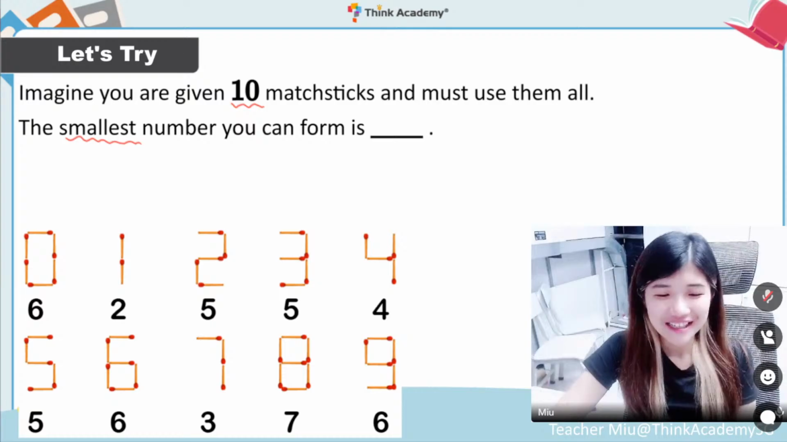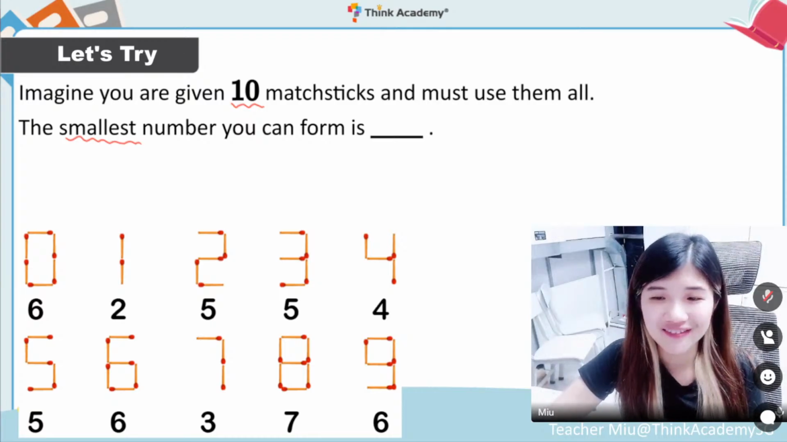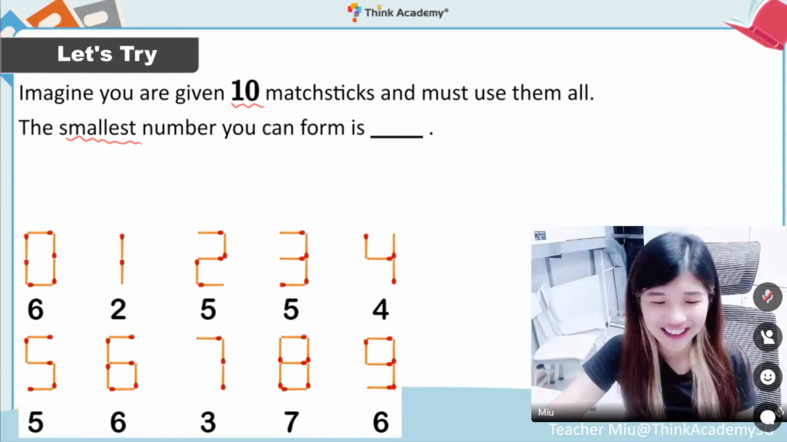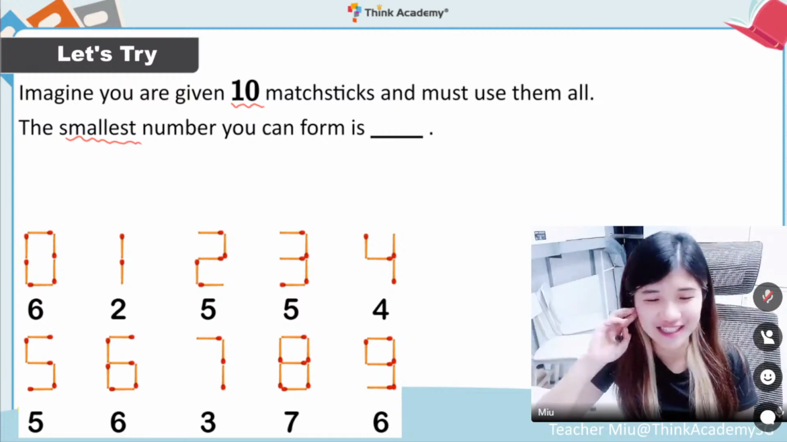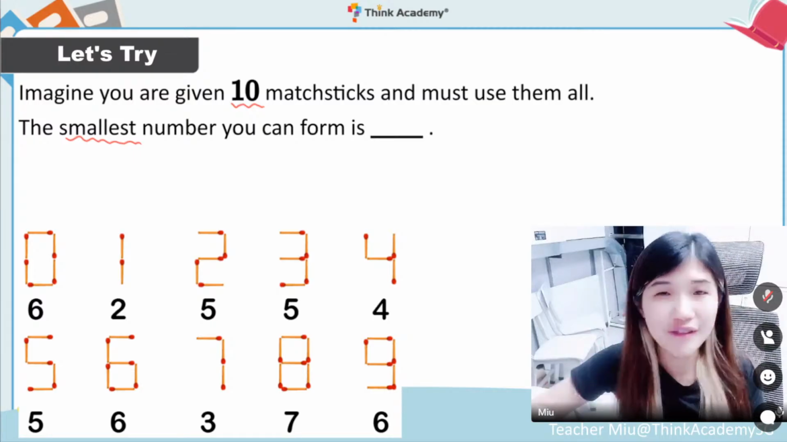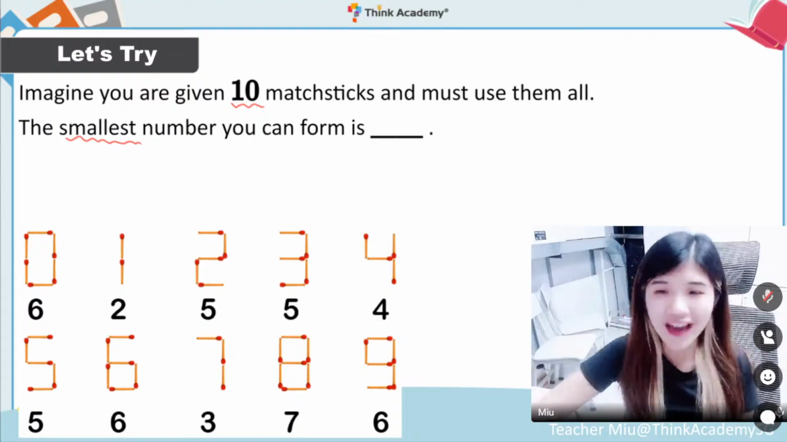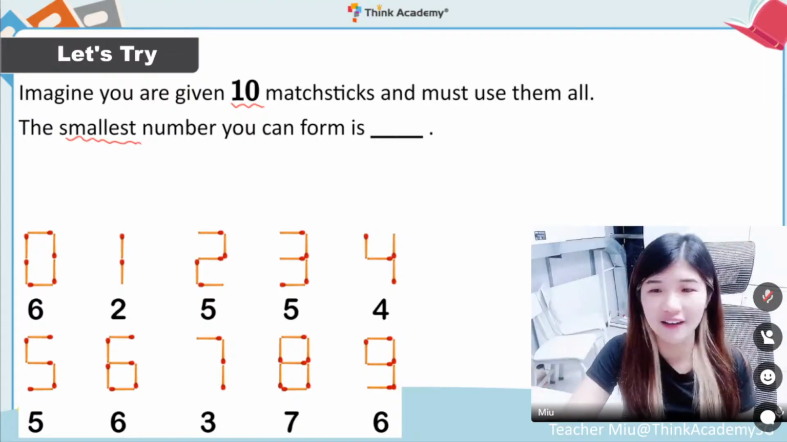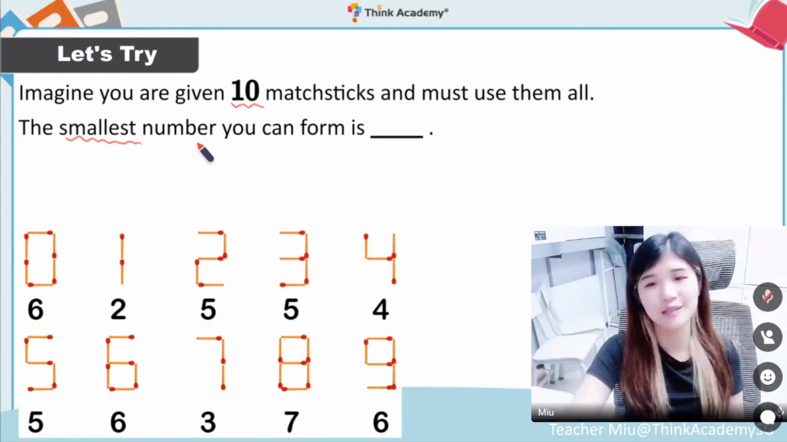Guys, did he mention it must be a 3-digit? No, right? You read the question again. Good job, Zidane. Did he mention it must be a 3-digit? No, right? It says the smallest number. If you can make it into a 1-digit, wow, that's perfect.